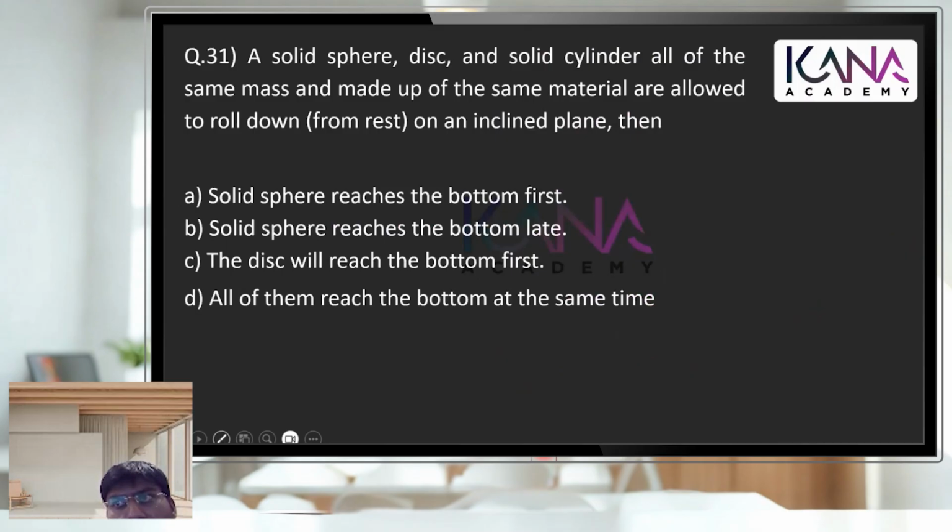Okay. Next one, there is a solid sphere, a disc and a cylinder. They are of the same mass and material. They have been rolled down an incline from rest. Which among them is going to reach first?